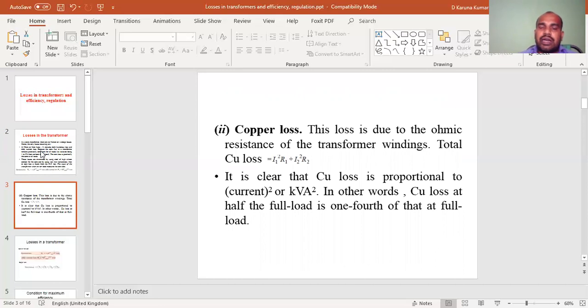The copper losses are proportional to kVA squared, where kVA is the rating of the transformer. So the copper losses at full load and at one-fourth of the full load differ: at one-fourth load the copper losses are much smaller than at full load.